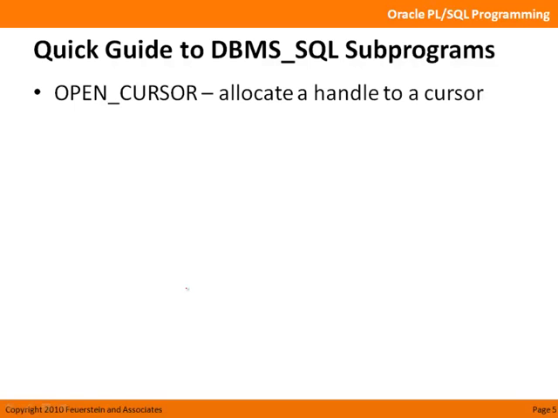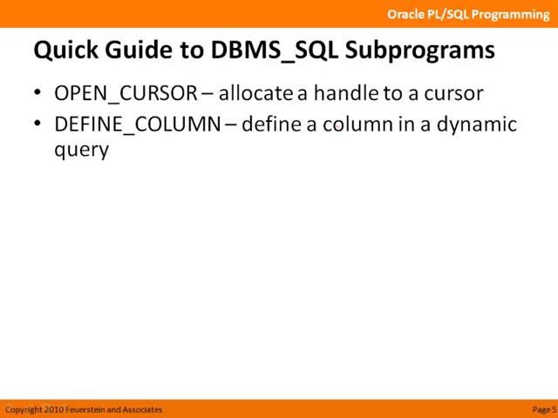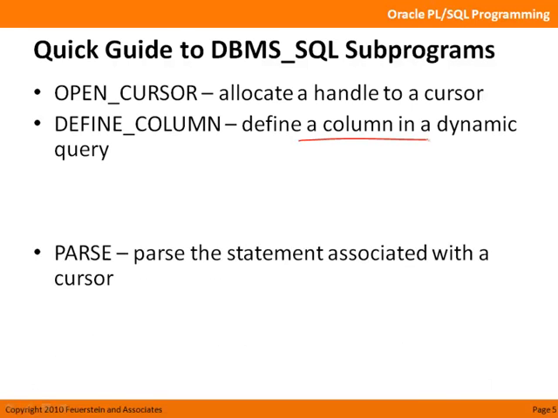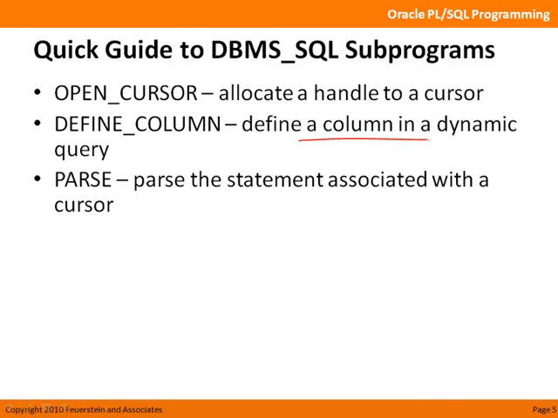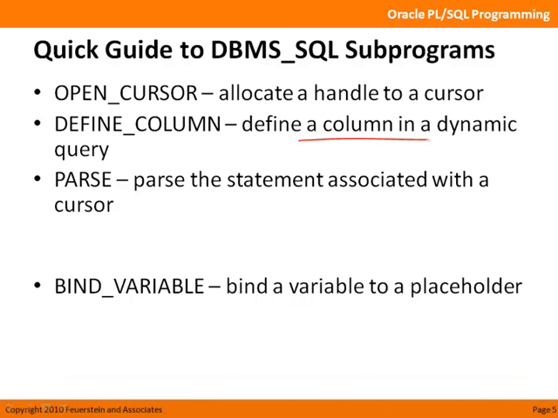Before you can do anything with DBMS_SQL, you have to open a cursor. You have to call the OPEN_CURSOR function to allocate a handle to a cursor. A DBMS_SQL cursor is essentially an integer pointer to a set of data. DEFINE_COLUMN is used to define an individual column in your dynamic query. Even though Oracle is parsing the SQL statement and therefore it can understand how many elements are in the list, you still have to define the data type of each column. Next, you're going to parse the statement so you can make sure that your SQL statement is valid.